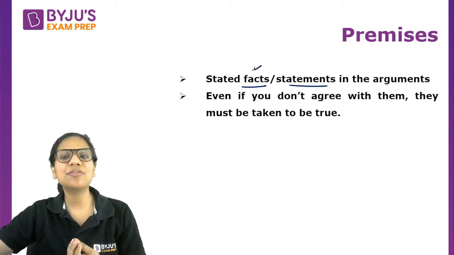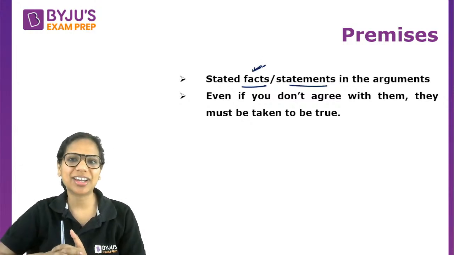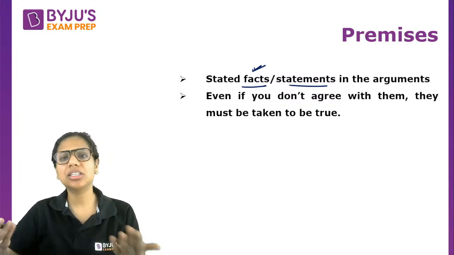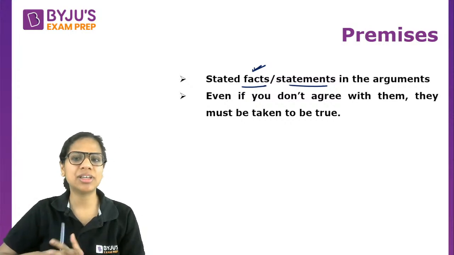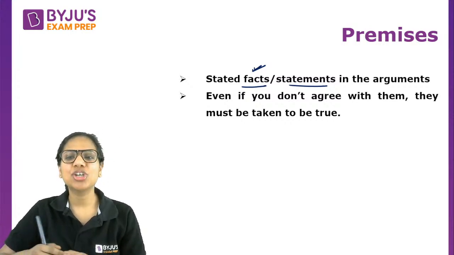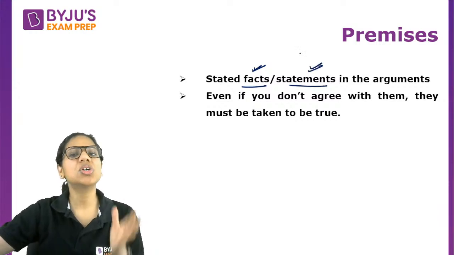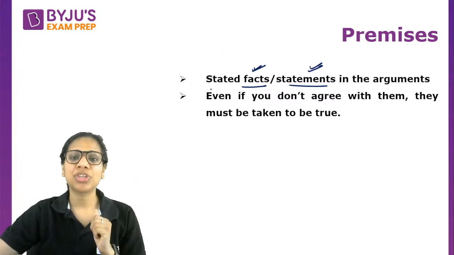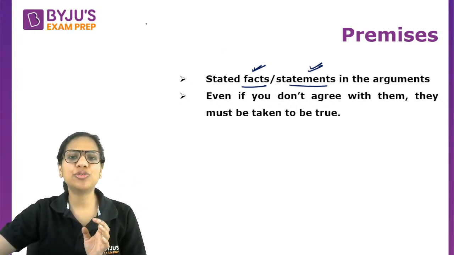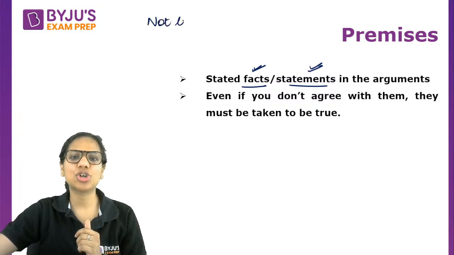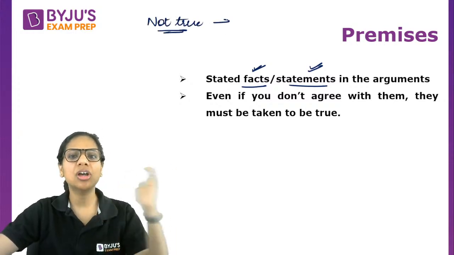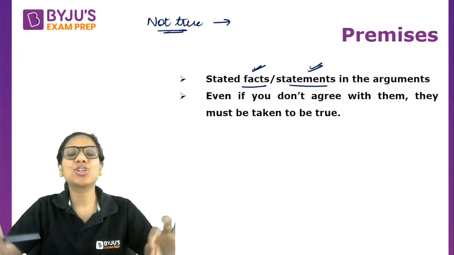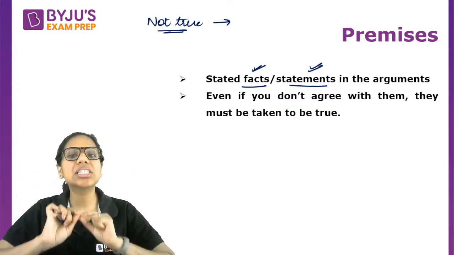They are statements. Now, when I say fact, it doesn't have to be an accurate fact. So I'm not talking about things like the sun rises in the east. In syllogism, you can have a premise, the sun rises in the west. That's absolutely fine. They are just statements that state, declare, assert something. Even if you disagree with them, even if you apply your real life knowledge and say, how can you say the sun rises in the west, that's not true, you have to take them to be true. You have to assume them to be true.